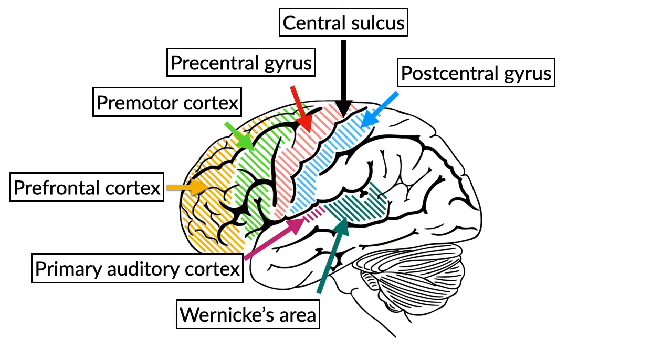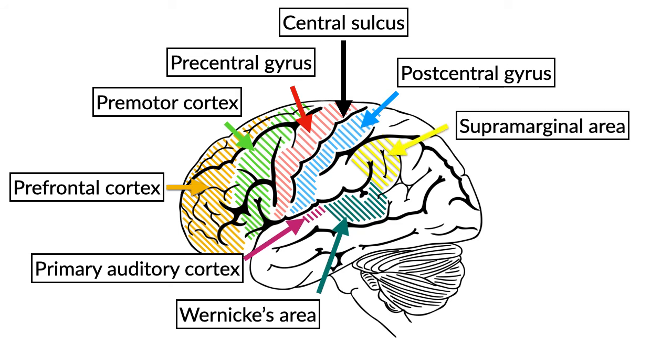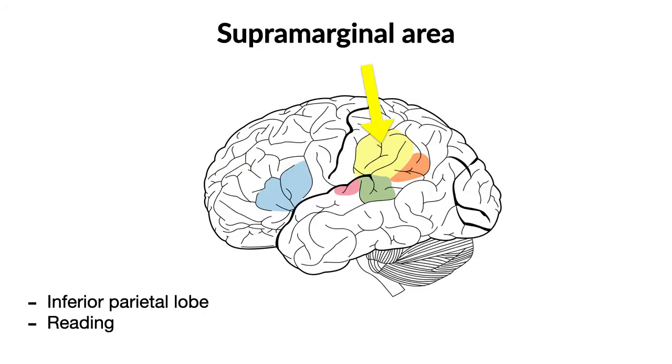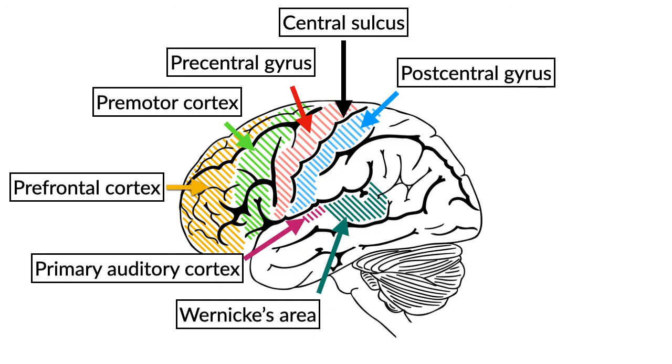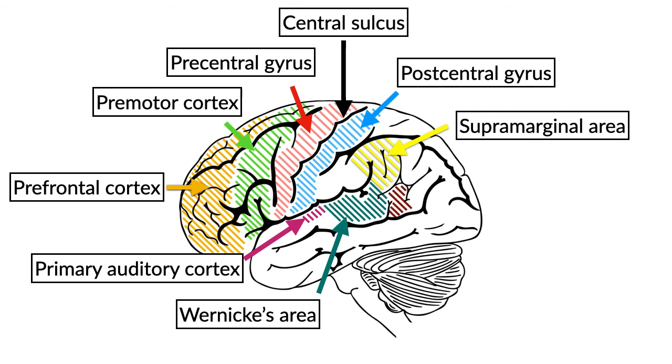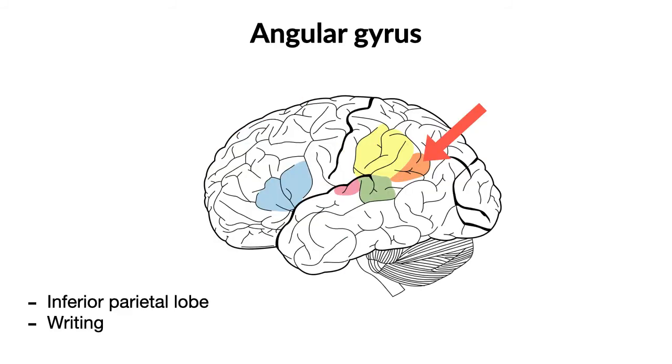So that's Wernicke's area. Now we have another little area. It's within the inferior parietal gyrus this time, and it's called the supramarginal area. These sorts of areas, again, we're coming to the idea that it's very generalized and there's a huge amount of variation within individuals, but the literature will generally say it's involved in reading. And near to the supramarginal area, we have another area, and it's called the angular gyrus. And this is, again, in the inferior parietal lobule, and it's to do with writing.